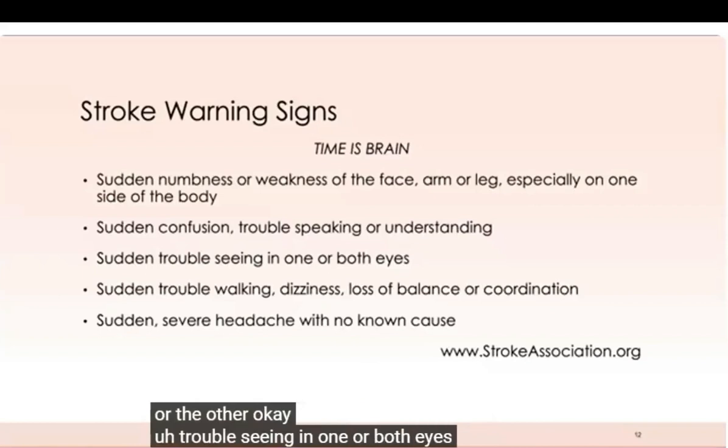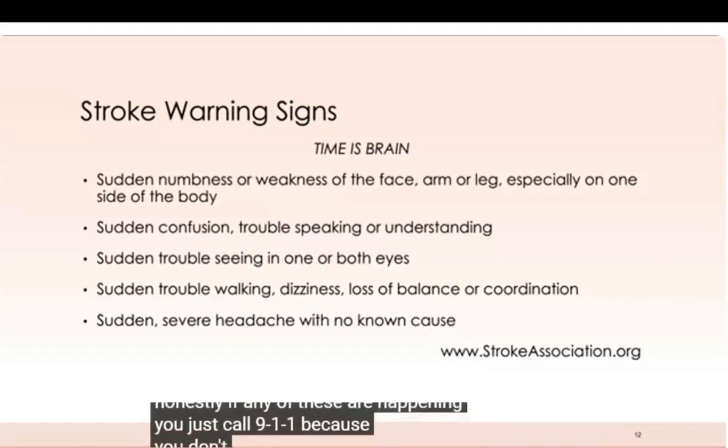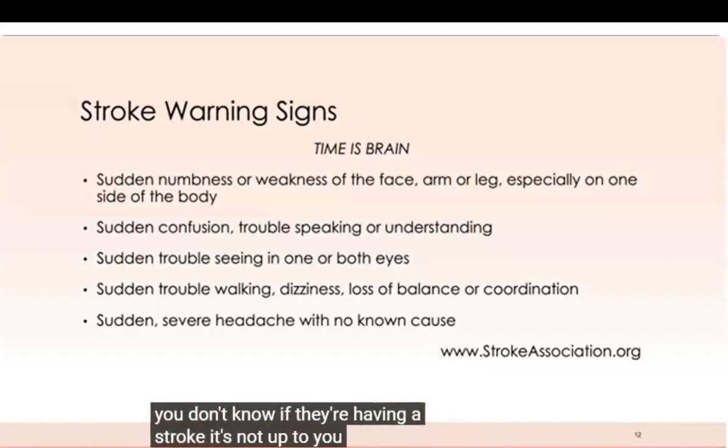Trouble seeing in one or both eyes, trouble walking, dizziness, balance, coordination, sudden severe headache. Honestly, if any of these are happening, you just call 911 because you don't know if they're having a stroke. It's not up to you to diagnose, but it's up to you to recognize these are not typical signs and call 911.